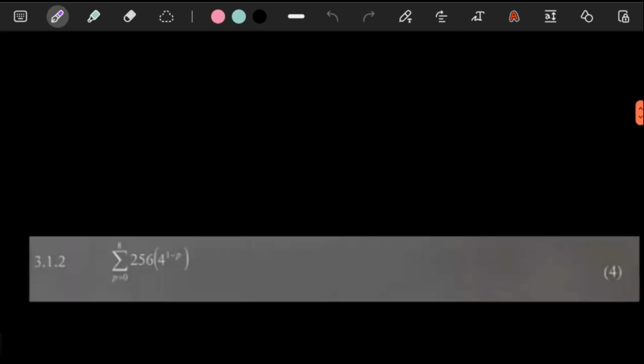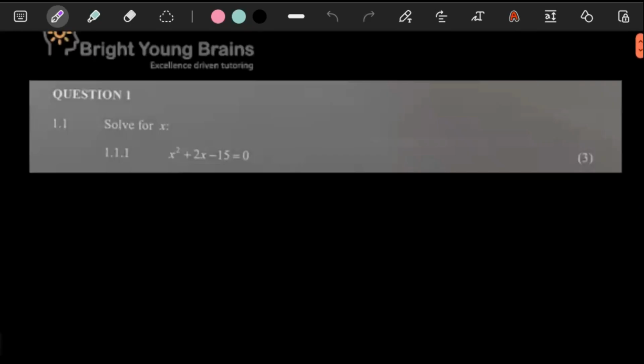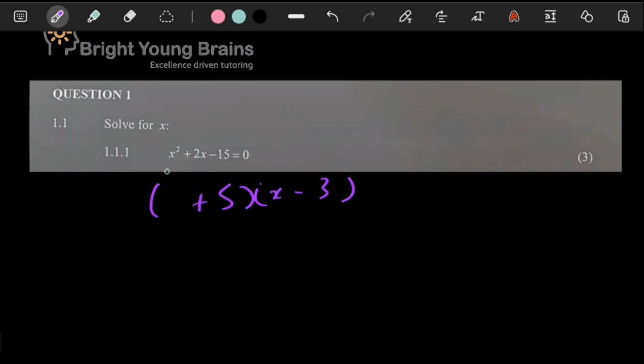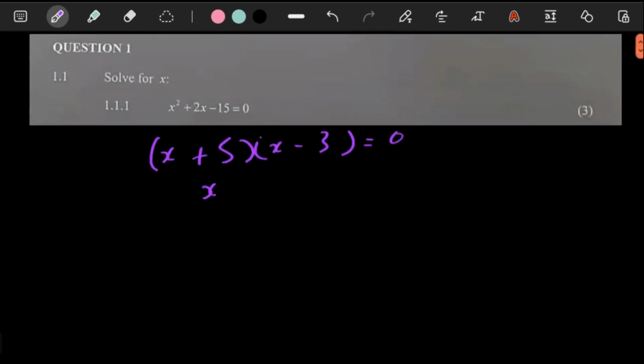Question number 1. 1.1 is asking us to solve for x as usual. Fortunately, there are factors of 15 that can give us a 2. I think we have 5 and 3. So we can factorize easily. 5 and 3 is going to give us a 2, but to get a positive 2, it has to be positive 5 minus a 3. So this is 100% fine. This is going to tell us that x is equal to negative 5 or x is equal to positive 3. This is not a difficult question, really.